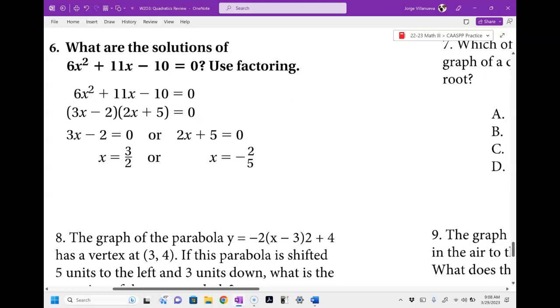What are the solutions of this problem here? So notice it's already equal to 0, so that's good. And then they factored it. Is that factor correct? Let's see. I mean, it looks good to me, but we'll double check it. So 6, that's negative 60 and positive 11. That's 15 times 4.